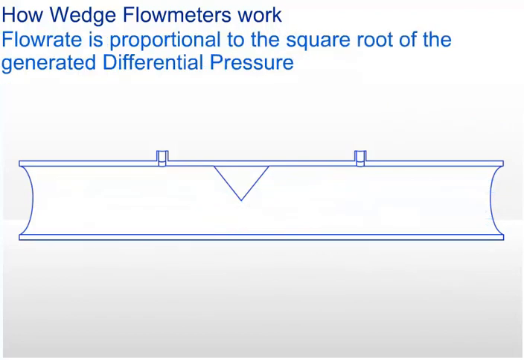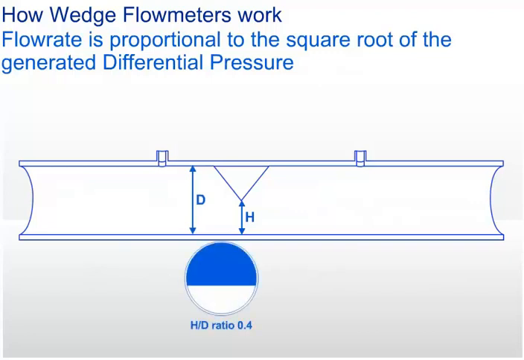The ability of the wedge to produce varying ranges of differential pressure is dependent upon the H/D ratio selected, where H is the height of the opening below the restriction and D is the overall internal diameter. So, for example, an H/D ratio of 0.4 means that 40% of the diameter of the pipe is open, with the opening being in the shape of a segment of a circle.